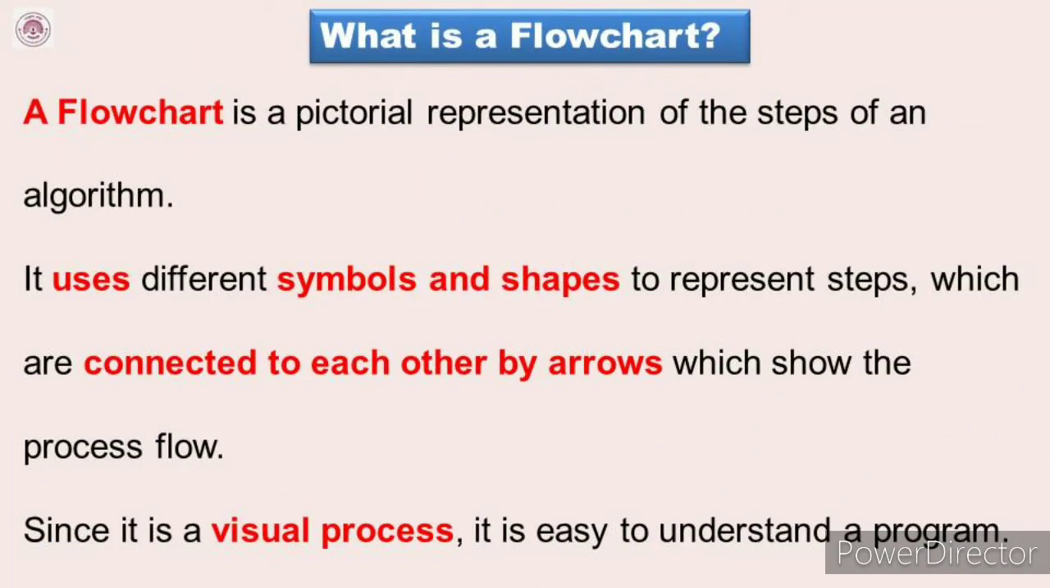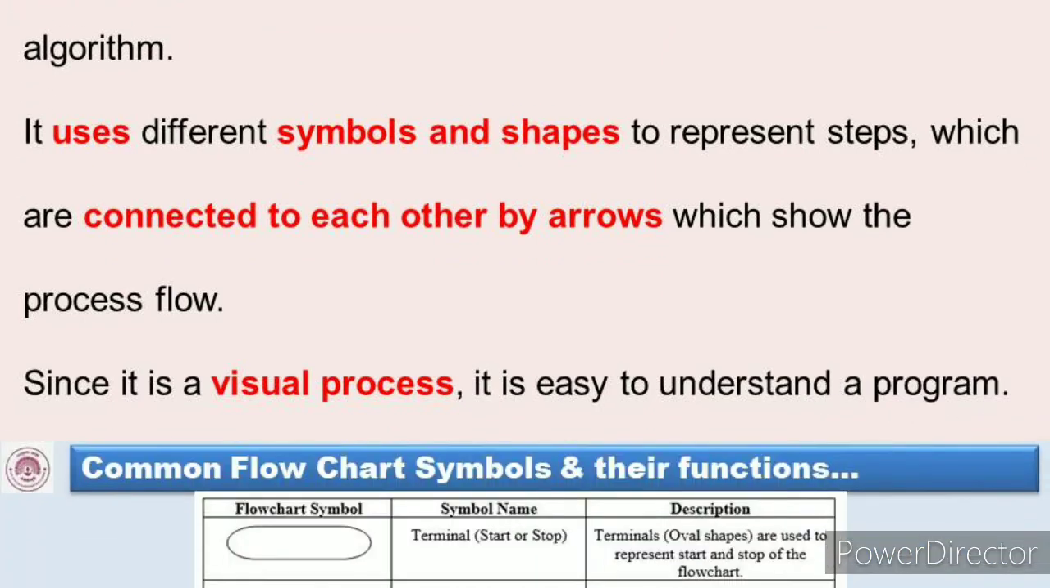Now let us see what a flowchart is. A flowchart is a pictorial representation of the steps of an algorithm. Now all the steps that you are going to write in an algorithm, we are going to pictorially represent using a flowchart. A flowchart uses different symbols and shapes to represent steps which are connected to each other by arrows which show the process flow. Since it is a visual process, it is easy to understand a program.